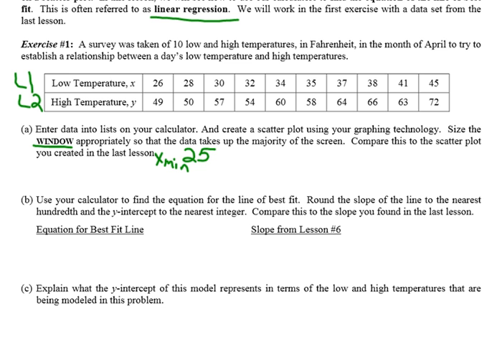And then our Y minimum: we have the lowest number of 49, so I'll set my Y minimum at 45. The highest is 72, so I'm going to go up to 75, and again go by 2s. So you need to set X min, X max, and the scale, which was 2, and then I did the Y.